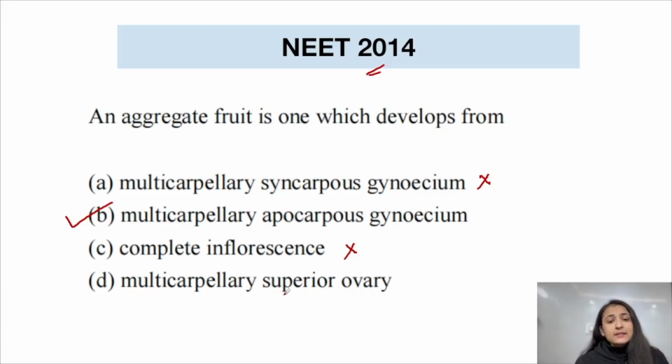Option D is saying multicarpellary superior ovary. This option is also incorrect because the information here is incomplete. A multicarpellary superior ovary could be there in any of the cases, whether it is an aggregate fruit, a composite fruit or a simple fruit. But the main point we need to differentiate among different types of fruits is whether the condition is apocarpous or syncarpous, or whether a single flower is there or the complete inflorescence is there. Because in aggregate and simple fruits, only a single flower is involved, and in composite or multiple fruits, the complete inflorescence gives rise to a fruit. So for this question, the correct answer is option B.